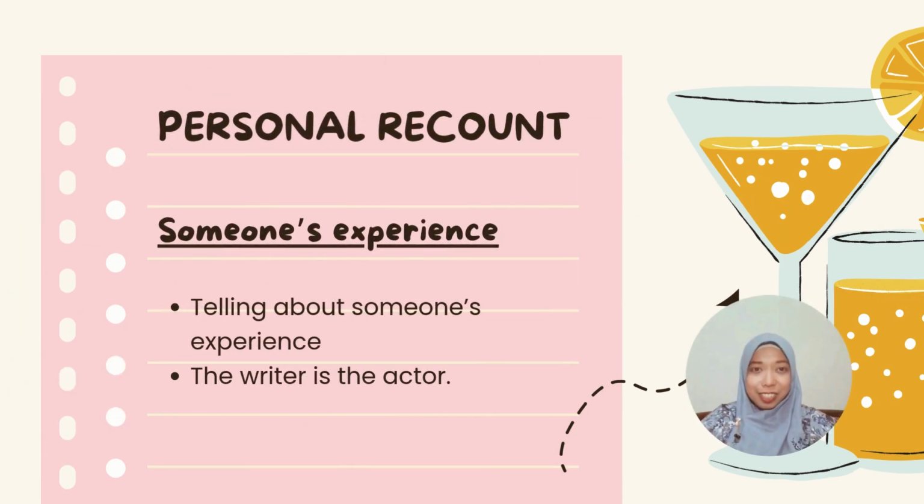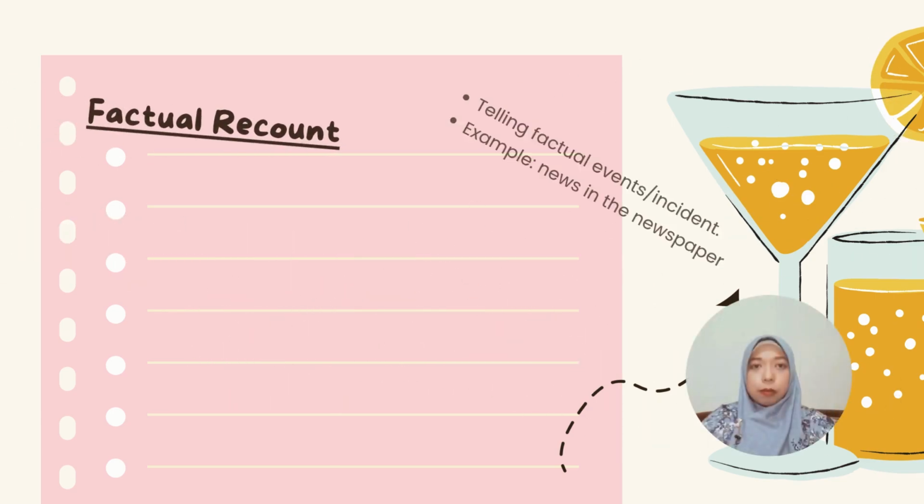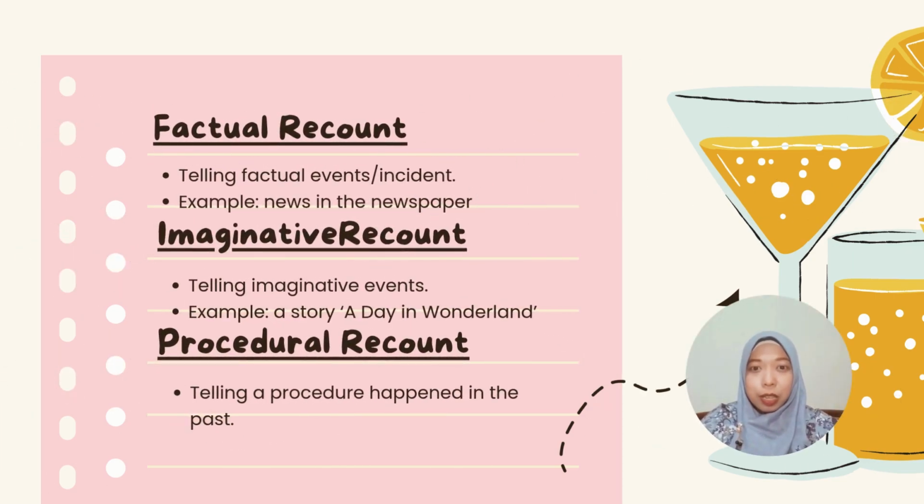Let's define each type. First, it is personal recount. This type telling about someone's experience, so it means the writer is the actor from the story. So this type is our focus today. The next type is factual recount. It tells about factual event or incident. For example, the news in the newspaper.